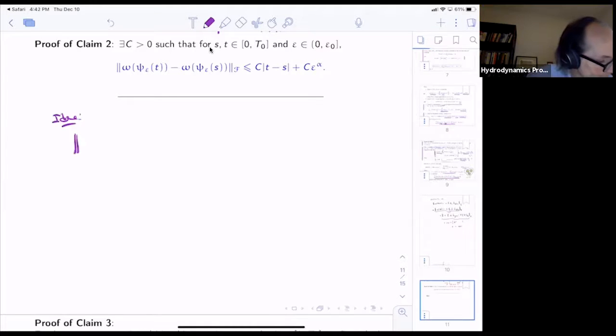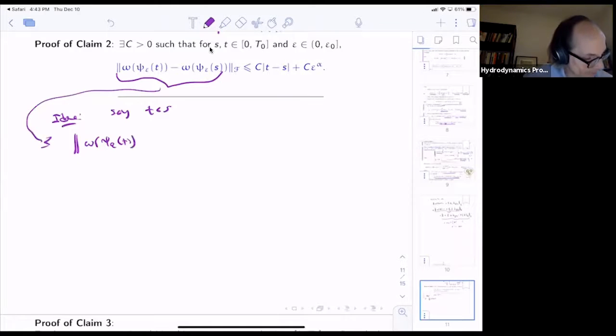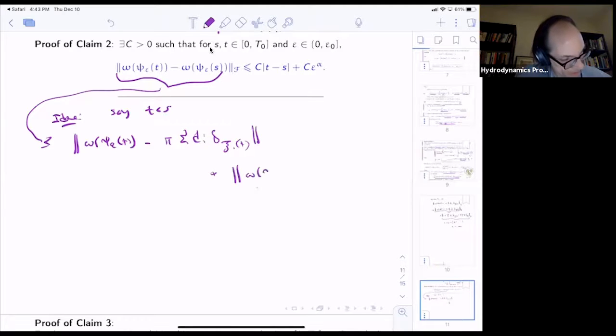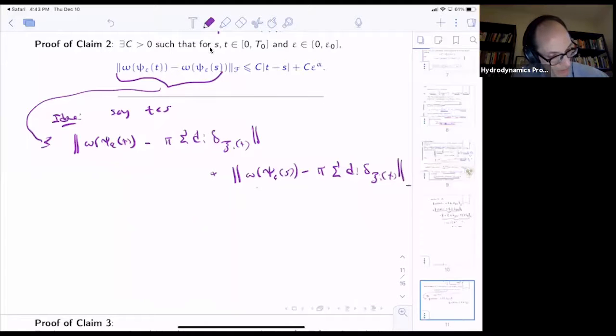Let's say, I don't know, t is less than s. So this is less than or equal to, again, I'm going to add and subtract. Okay, and this is, as always, some very small number, epsilon of alpha. And what is this? So this is exactly like claim one.